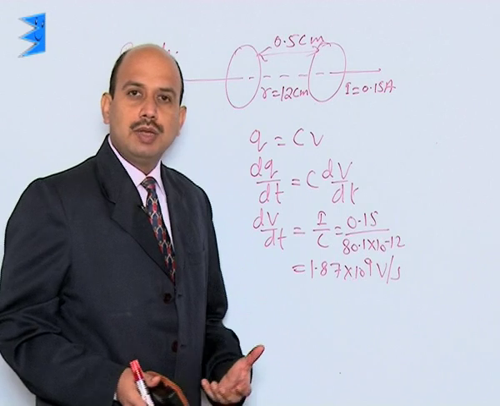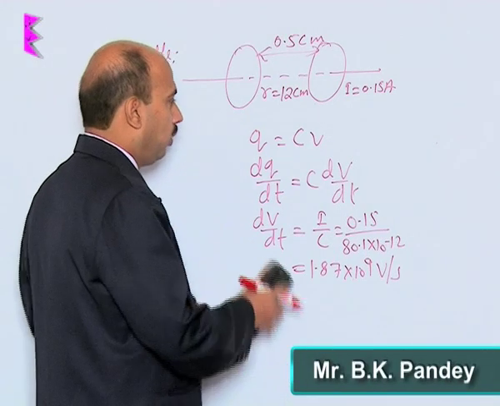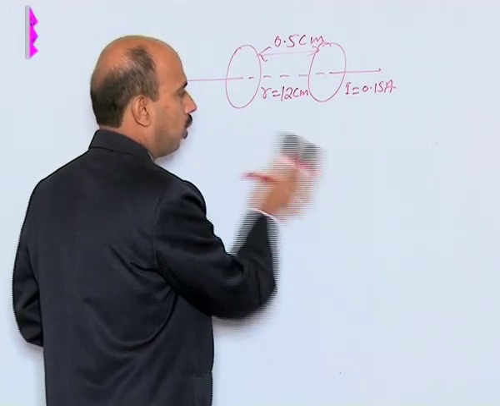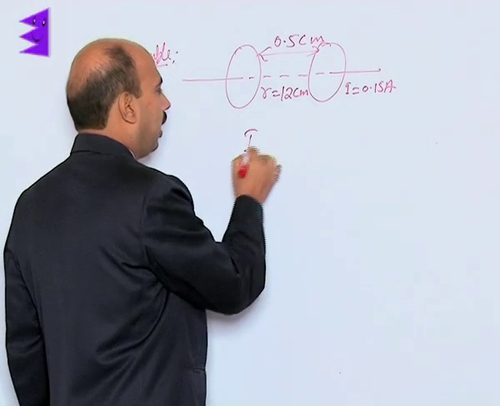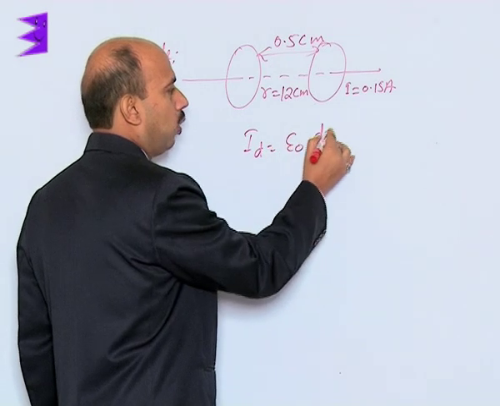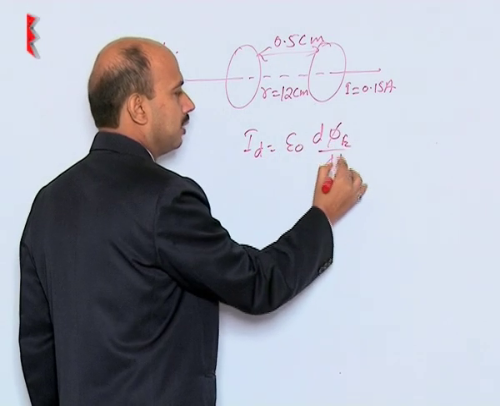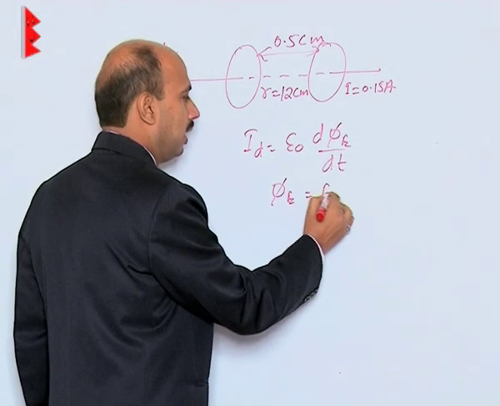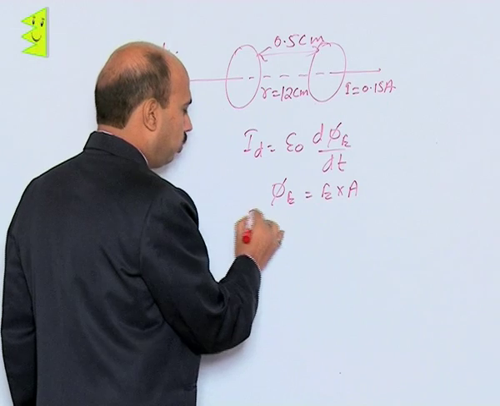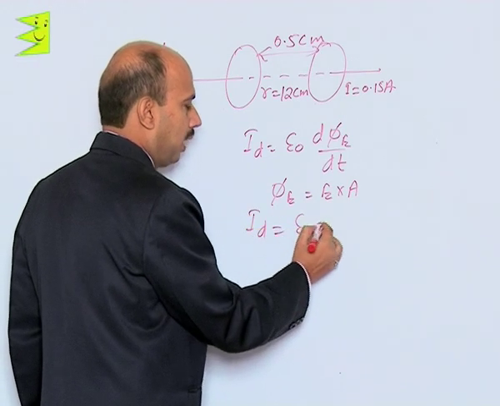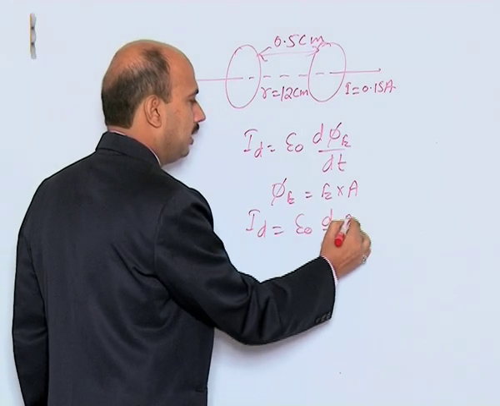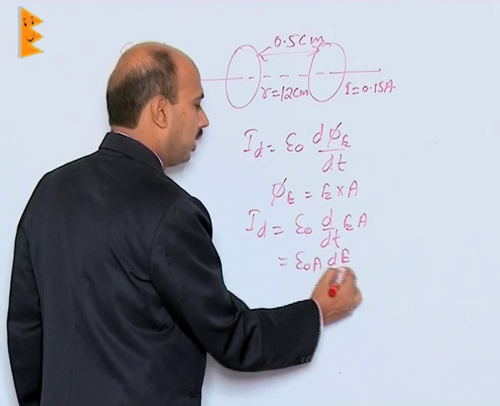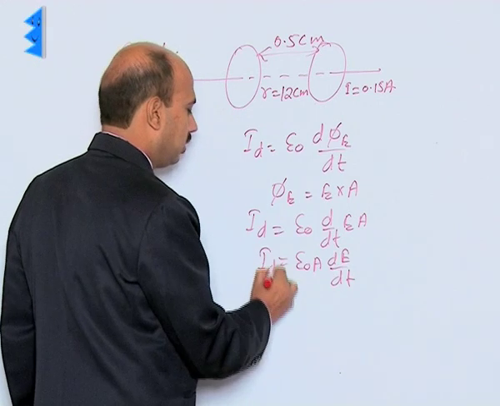So, now we have to calculate the displacement current. See here, what is the displacement current? We know the displacement current ID is equal to epsilon naught d phi E upon dt, and we know phi E is equal to electric field into area. So, we can write ID is equal to epsilon naught d upon dt of E into A, so epsilon naught A dE upon dt, that we can write for the displacement current.